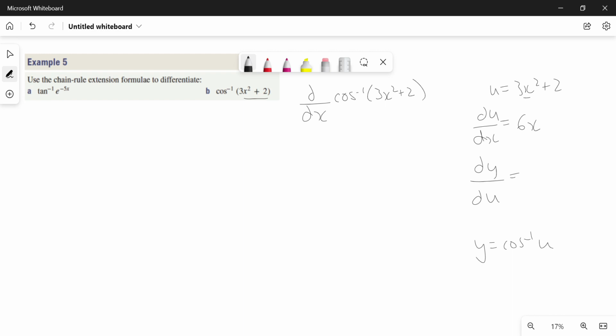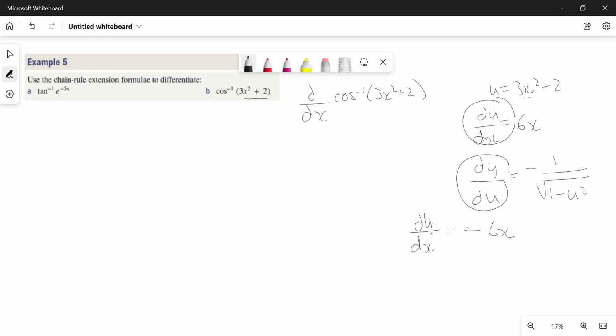In this case y would be inverse cos of u, and we know that's the negative of the inverse sine derivative, which is that one, and then put them together. So again, we know that dy dx is the same as dy du times du dx. So if I multiply them, I'm going to get negative 1 times 6x over the square root of 1 minus u squared. So this is u, so that bit all squared.